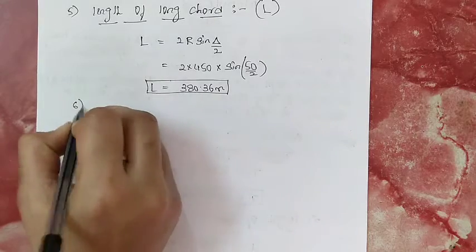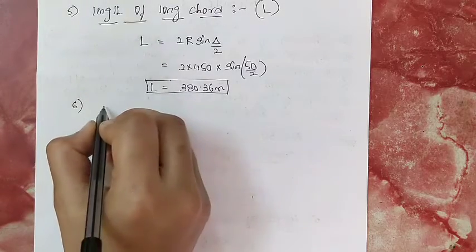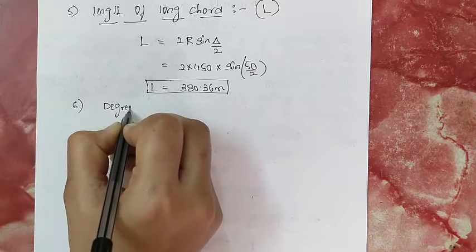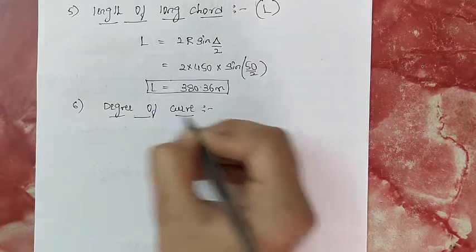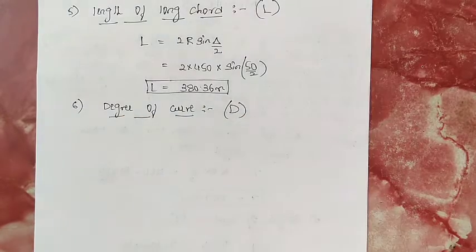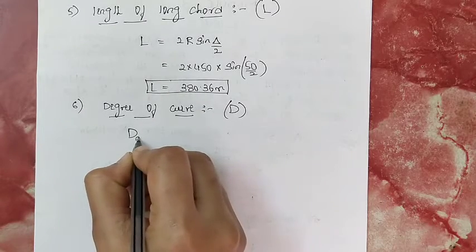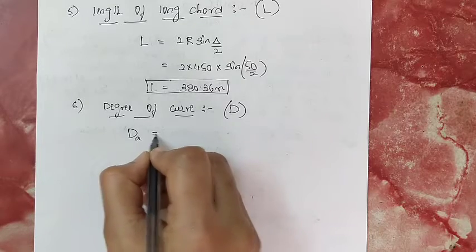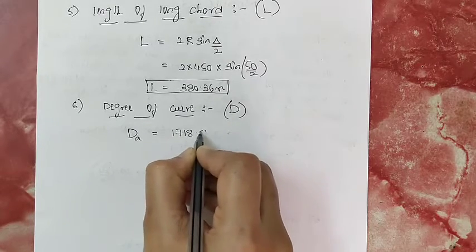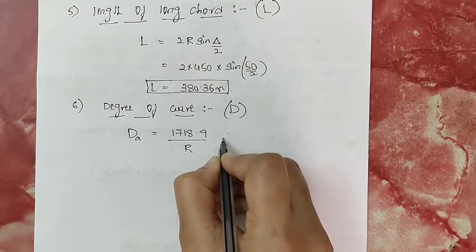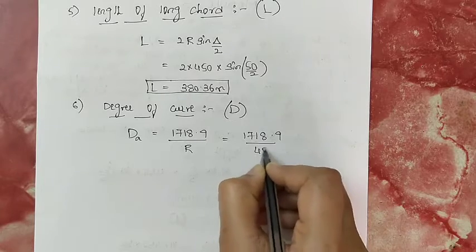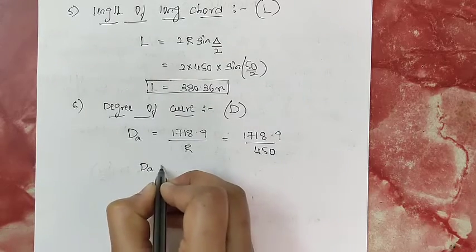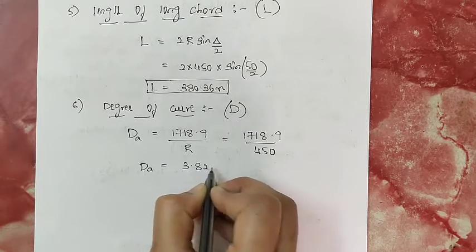Next, in addition to that, you need to calculate degree of curve. It is denoted by D. There are two definitions, by arc definition and chord definition. Degree of curve by the arc definition, A indicates arc definition, it is given by 1718.9 divided by R. Substitute the value, 1718.9 divided by 450, and you will get degree of curve by the arc definition as 3.82 degrees.